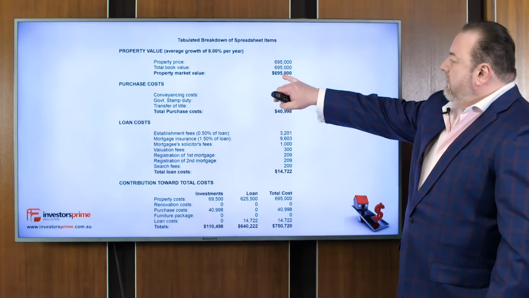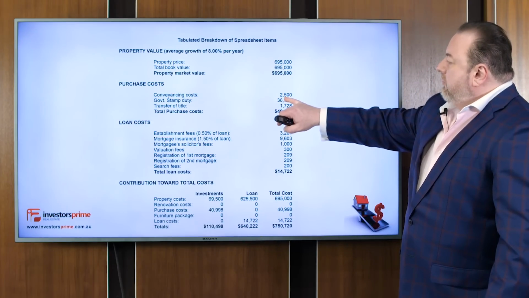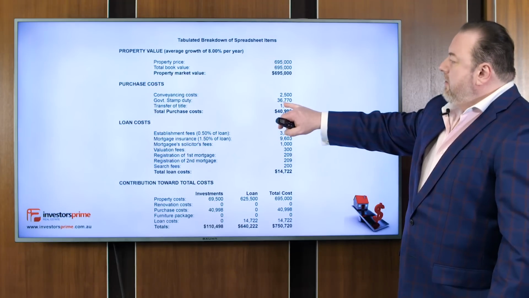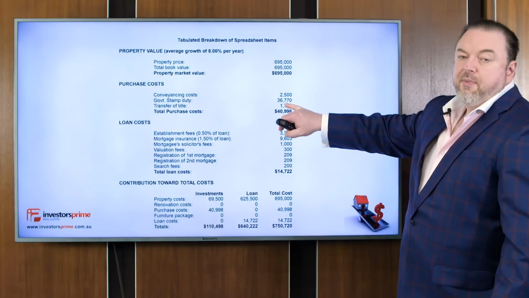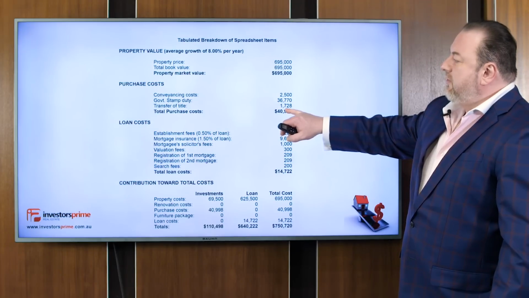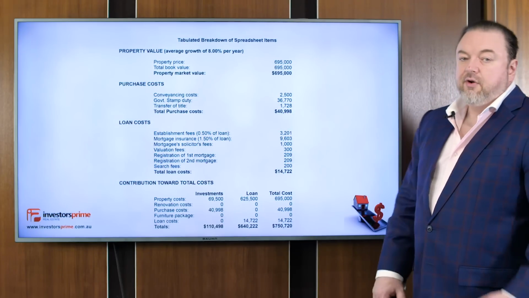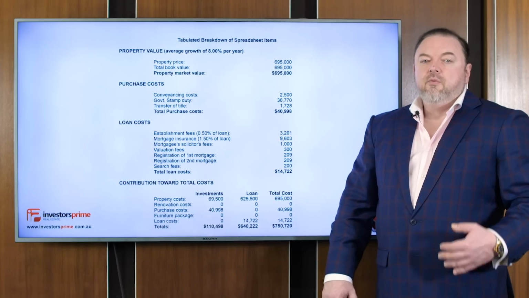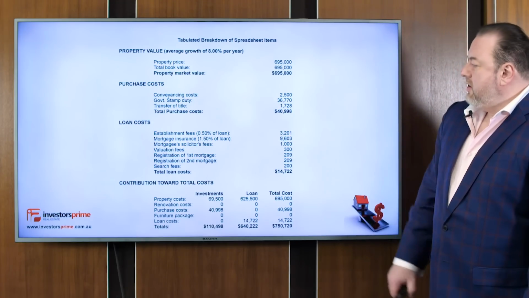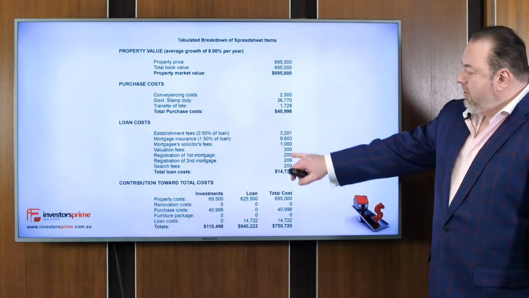So $695,000 is the purchase price. Legals are $2,500, which is what your lawyer will charge you to settle the property. Then you've got $36,770, which you've got to pay at settlement to the State Revenue Office, and $1,728, which is transfer of title. So your costs, or his costs on settlement, which will be mid next year in June 2024, will be $40,998.